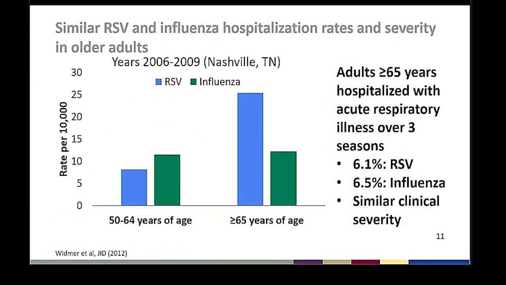Data from other studies have demonstrated similar RSV and influenza hospitalization rates in older adults. These data are from one of the studies I showed earlier, which over three seasons found that among a population that is highly vaccinated with influenza vaccine, drawing from that population, this study is in hospitalized patients who have acute respiratory illnesses who were tested for both pathogens. Among these patients, 6.1% had RSV and 6.5% had influenza, with similar rates for both pathogens, as shown on the graph.